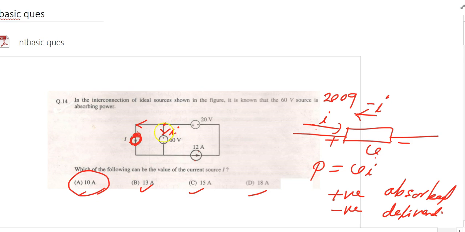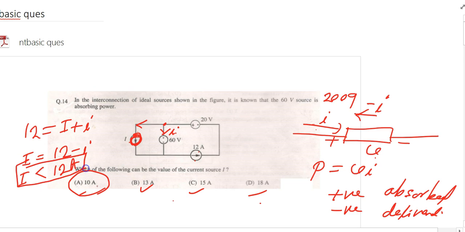With the equation also you can write that this 12 ampere is equal to capital I plus small i, as both are positive because all the options here are positive. So capital I should be positive and also small i should be positive because power is being absorbed. So capital I should be 12 minus i. So your i must be less than 12 ampere. These conditions are satisfied only by option A. So this is the answer.